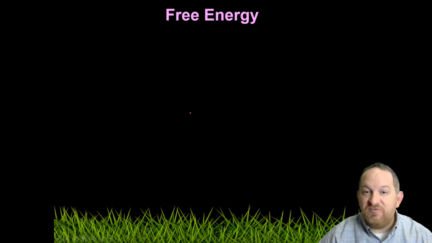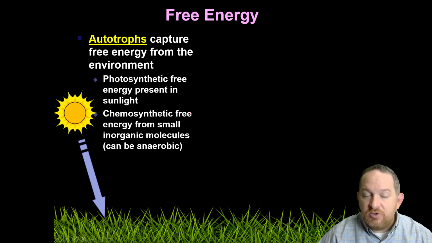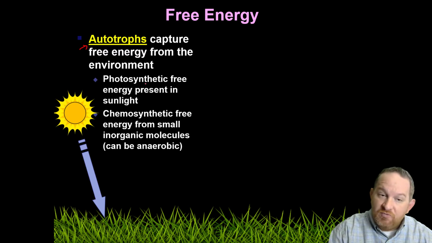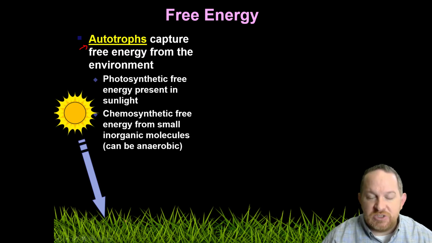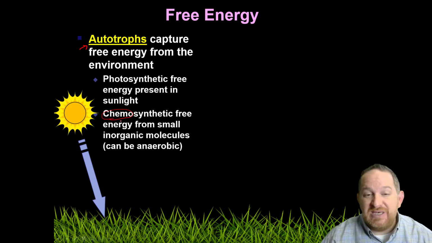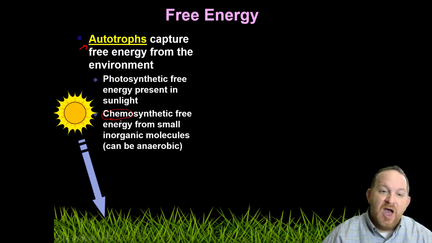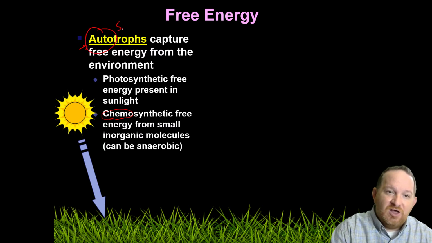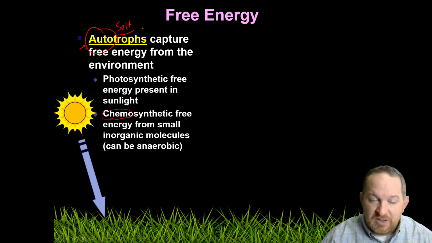So there's an amount of free energy needed to survive. Living organisms need energy, and we get that energy in different ways. If you're an autotroph, like the grass here, you capture your energy from the environment. So we have the sun, photosynthetic energy coming down, photosynthesis occurs, and energy is available for the plants. There are some small organisms that actually use little chemicals. We call them chemosynthetic organisms. They make their energy from those chemicals. So autotrophs, think auto, self, make their own energy from the environment.